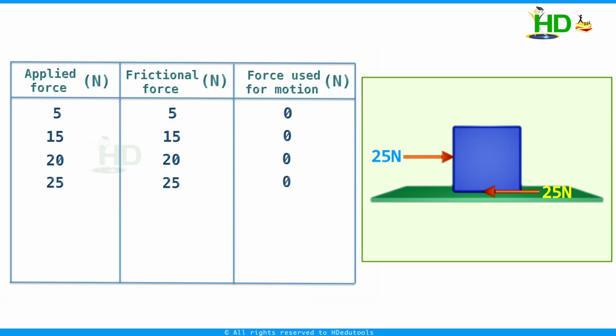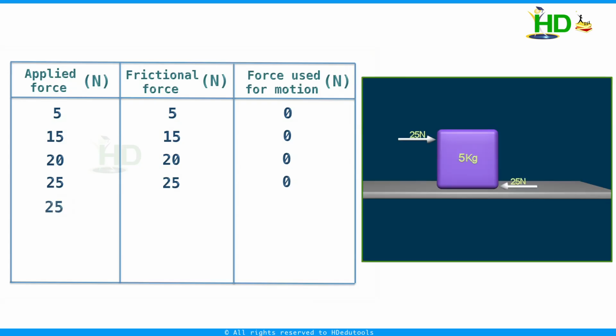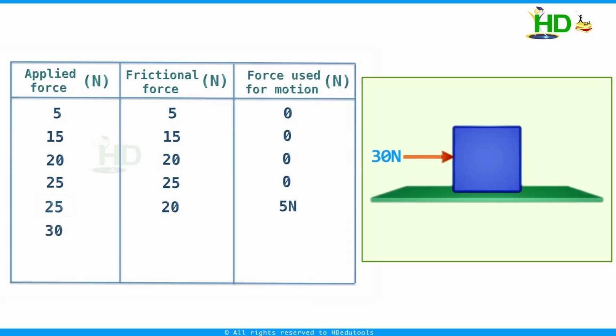When you apply the 25 Newton, after some time the body will get motion, then the static frictional force is converted into kinetic frictional force. In this case, if you go on applying the force 25 Newton continuously, the frictional force becomes 20 Newton. Since the body is moving, the frictional force is 20 Newton and here 5 Newton force is used for the motion. When you apply 30 Newton force, yes, you can move the body.